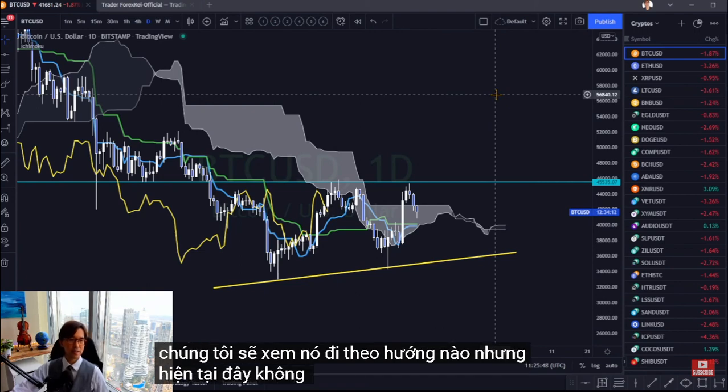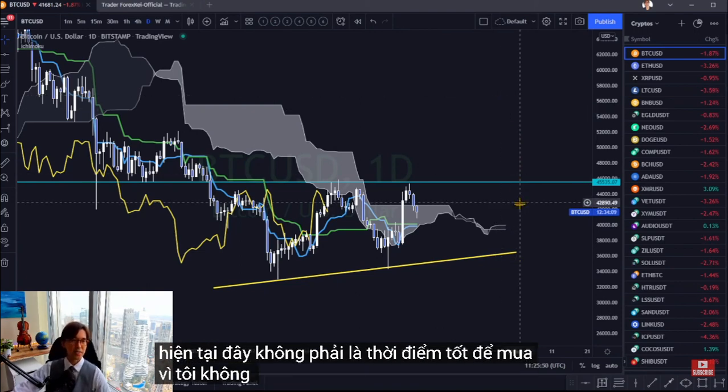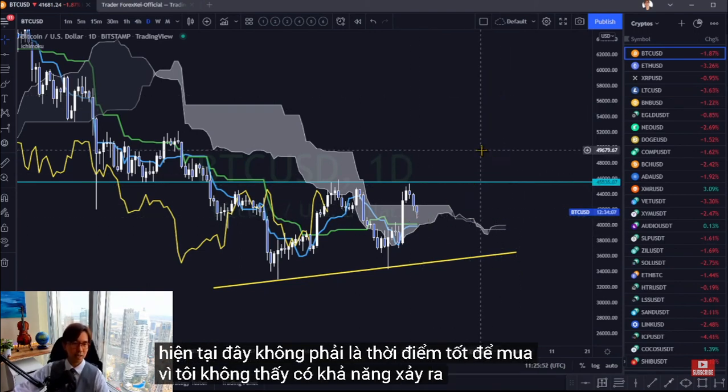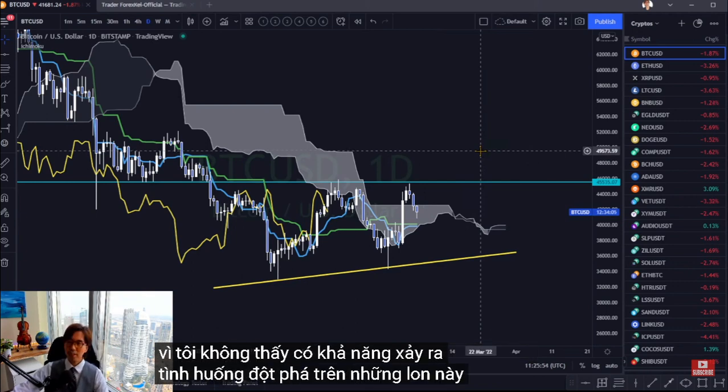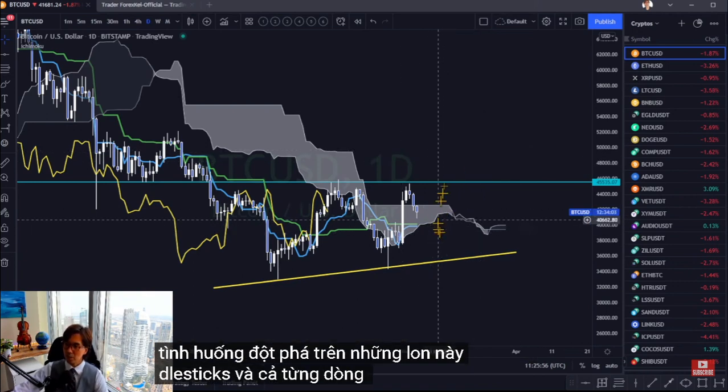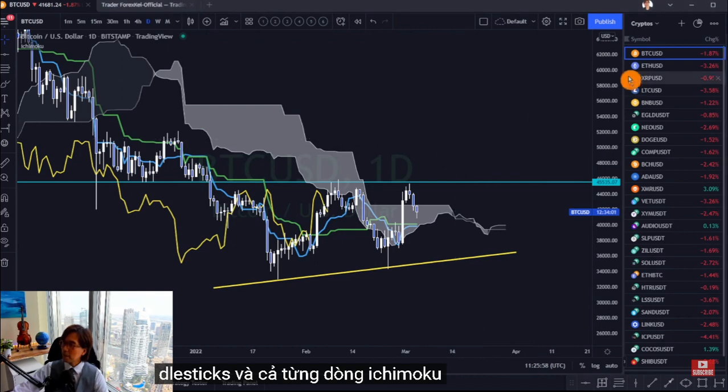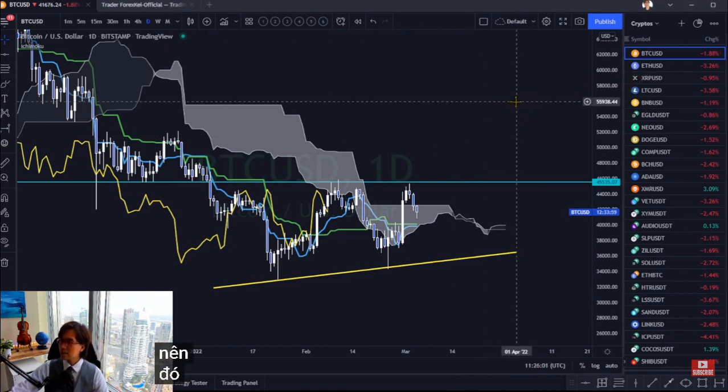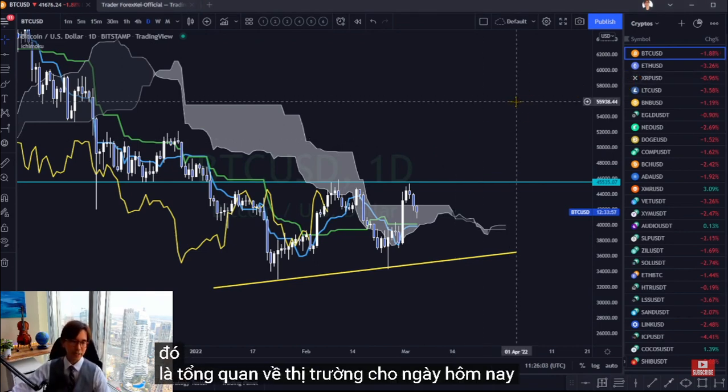But right now, this is not a good time to buy because I don't see a potential breakout situation on these candlesticks and also Ichimoku lines. So that's the overview of the market for today.